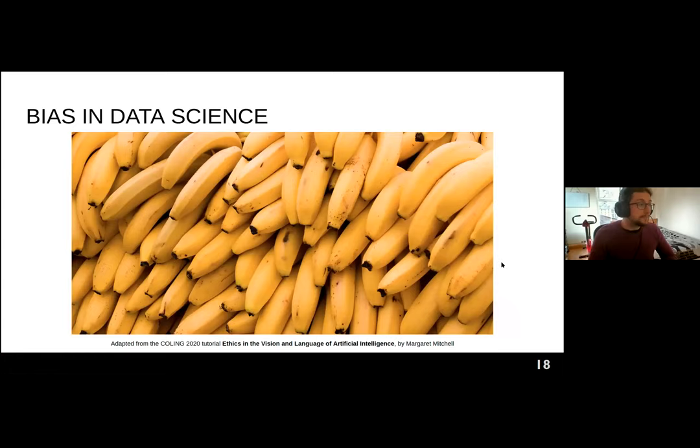And this is a very nice example that I saw in one talk I attended a few months ago, called Ethics in the Vision and Language of Artificial Intelligence. And here the speaker asked, what do you see here? Bananas. A bunch of bananas. There's not much else that you would say, right?